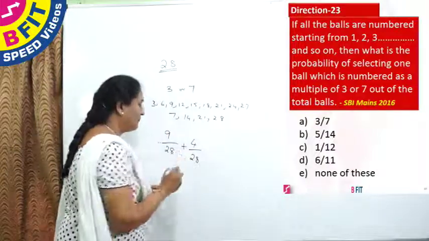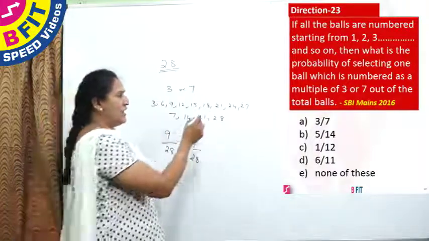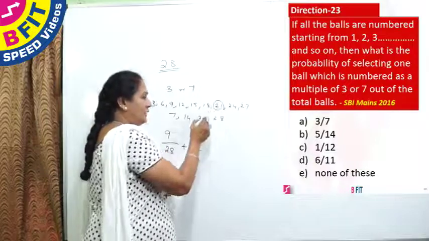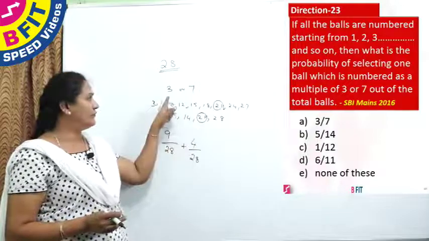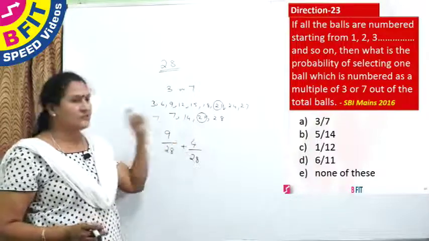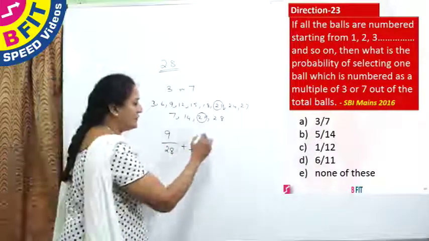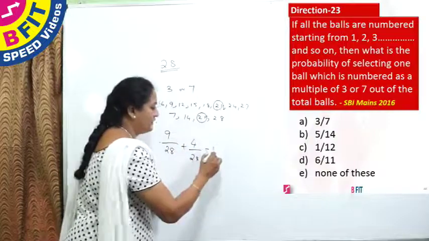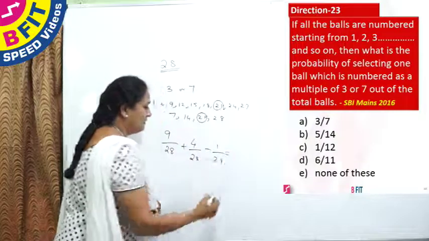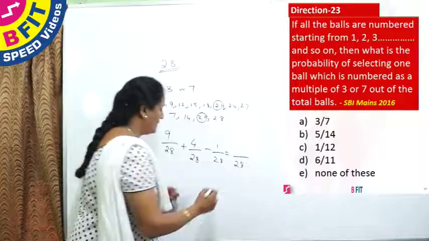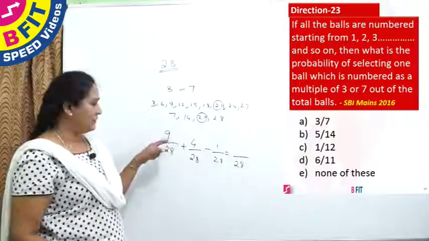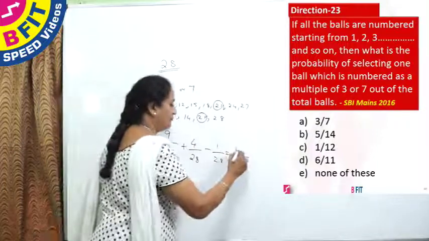So adding this. But when you check, we have 21 in both the events. So 21 is repeated twice. 21 is a multiple of 3 as well as 7. So this value is repeated, and I'll subtract this. We have added it twice, so I'll subtract this 1. Now the denominators are the same. Adding and subtracting, 13 minus 1 is 12.